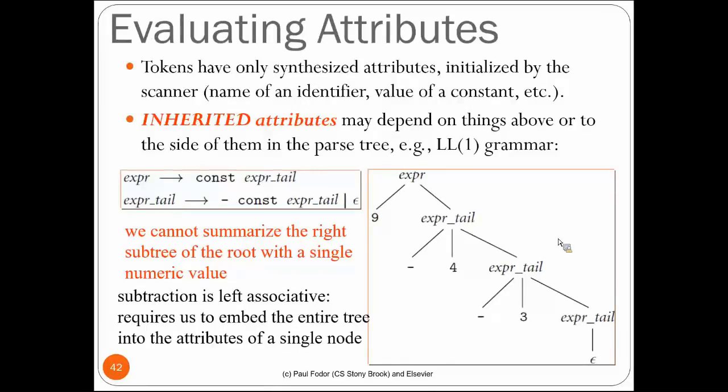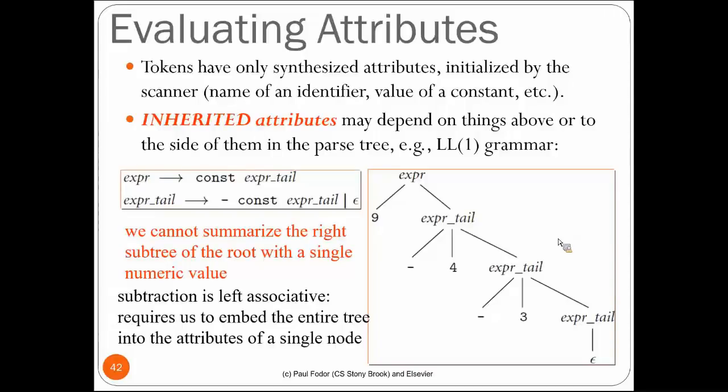So the tokens have synthesized attributes because they are computed basically by the scanner. Inherited attributes are those attributes that depend on things above or to the left-hand side of the parse tree, or to the side of the parse tree.